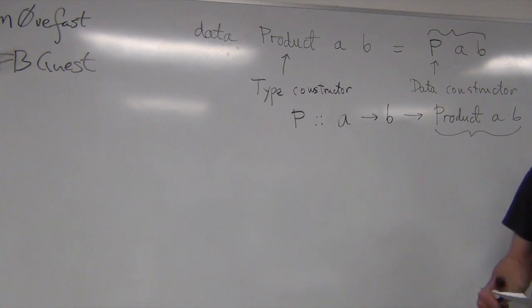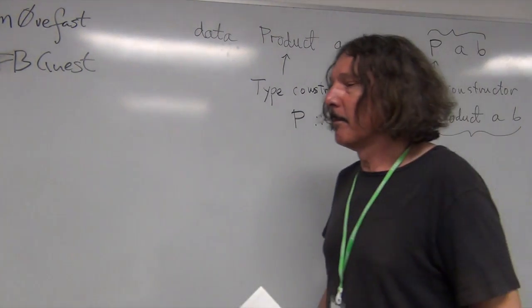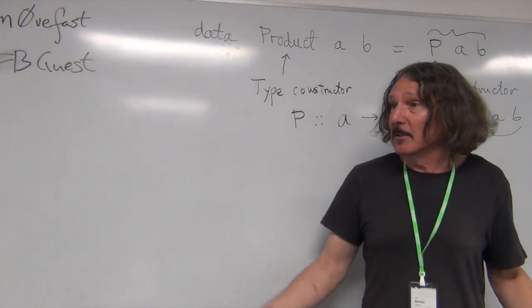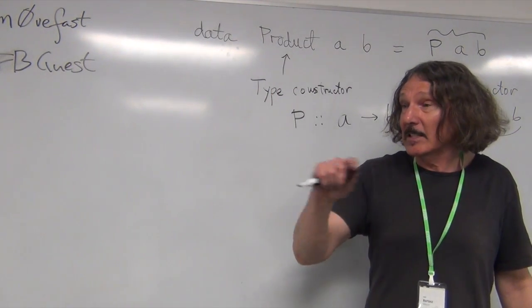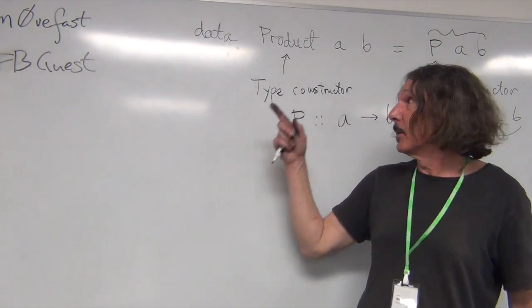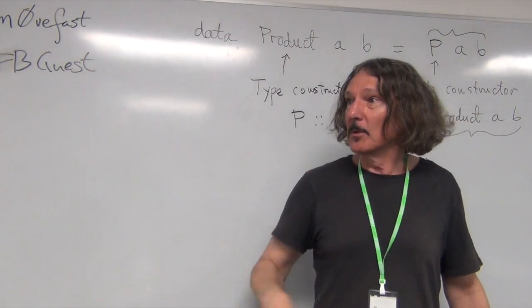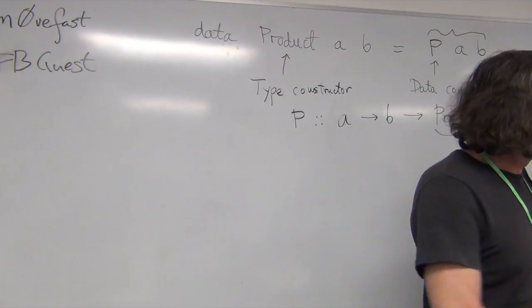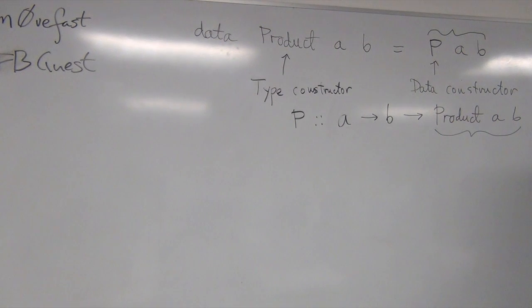What are some instances where you would use the type constructor rather than data constructor? Well, the type constructor you use in type calculations. When you are specifying a type signature of something, you will use a type constructor. Now, we'll get to actually what the type constructor does.